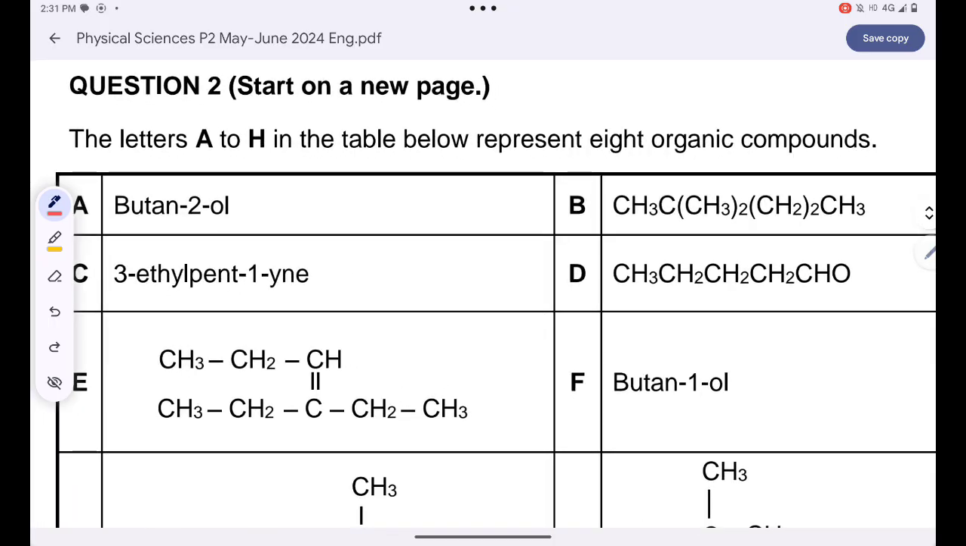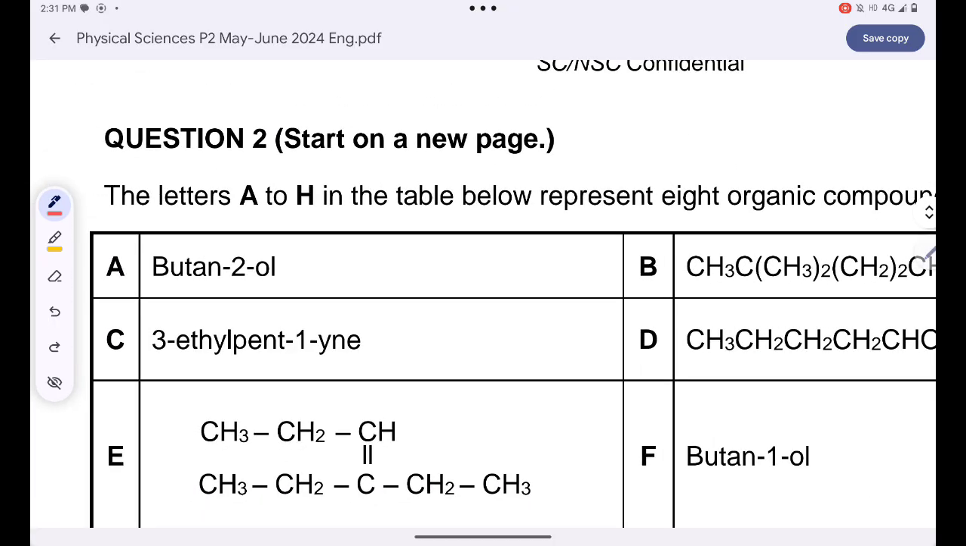Now, compound A, we are given butan-2-ol. Butan-2-ol is just an alcohol. How do I know that this is an alcohol? Because the suffix says ol. That means at carbon number 2, I have my functional group that represents alcohols.